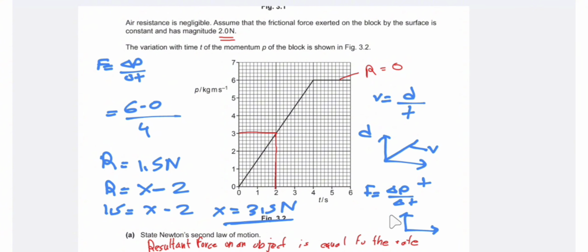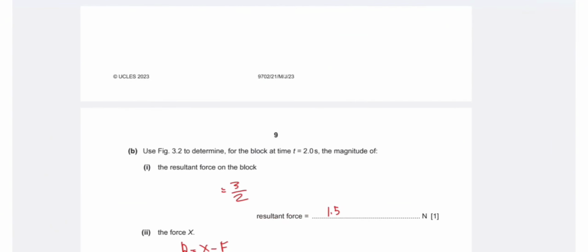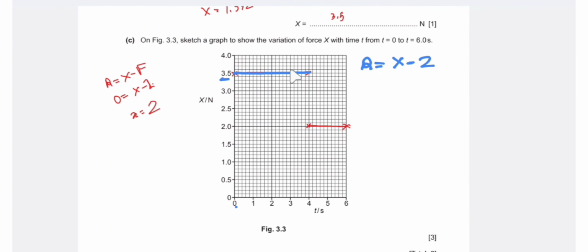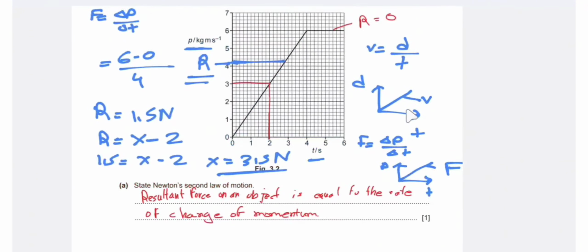So for momentum time graph, the gradient of the momentum time graph, similar to displacement time graph, is equal to the resultant force. Since the gradient of displacement time graph is velocity, the gradient of momentum time graph is the resultant force. And here we can see that the gradient is constant, so the resultant force is constant, and the backward force of 2 Newton is also constant. So the value of X is constant, that is, from time t is equal to 0 to time t is equal to 4, the value of X is 3.5 Newton.